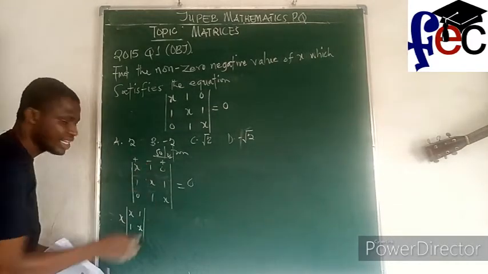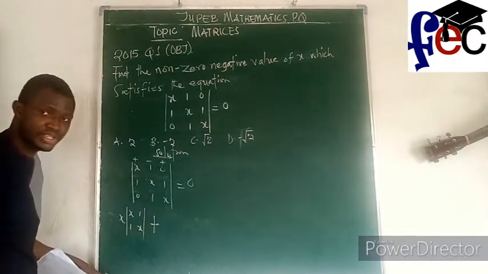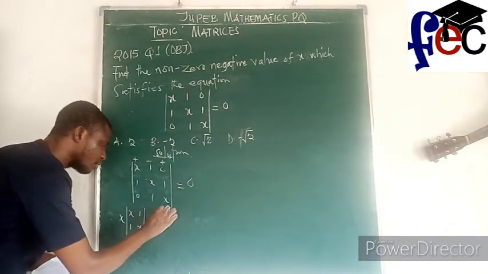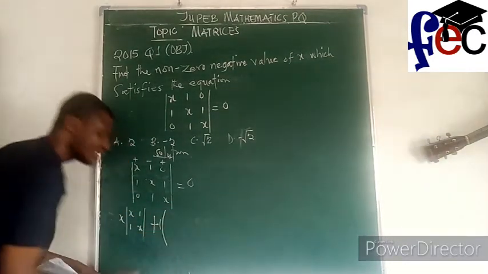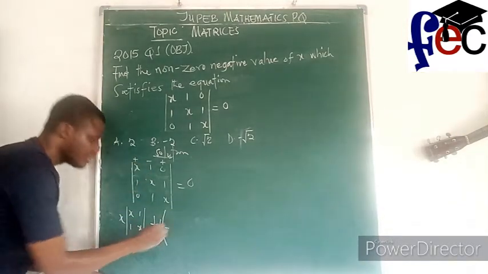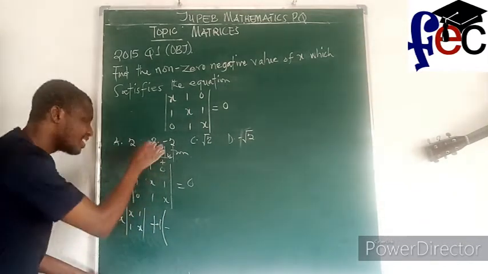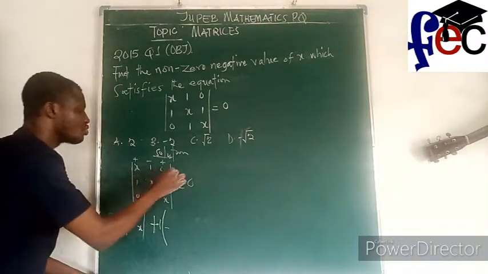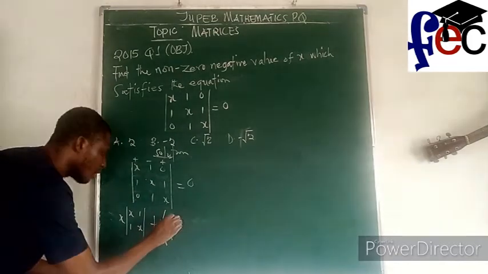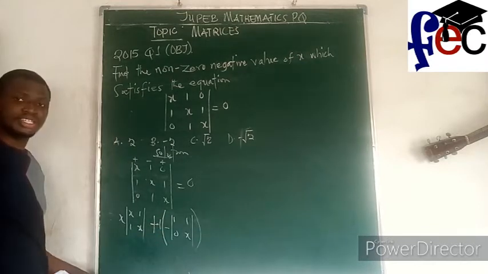Then this negative sign came as a result of that. Normally it is plus, look at it, so that you see where it's coming from. Plus 1 multiplied by the cofactor. Look, I'm using a bracket. The cofactor of 1 is going to be minus the determinant of the matrix you will see when you close up the row and the column of 1. When you close up this row and this column, you will see 1, 1, 0, x. Do you see it now?